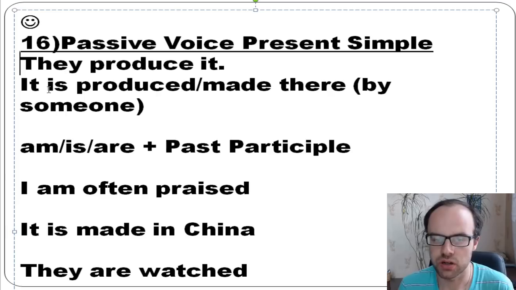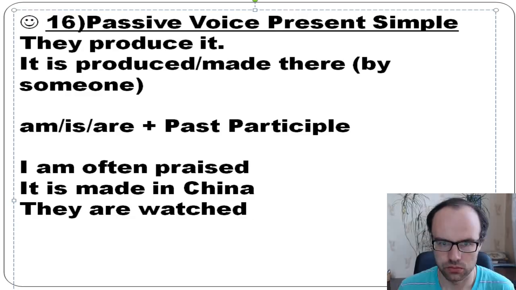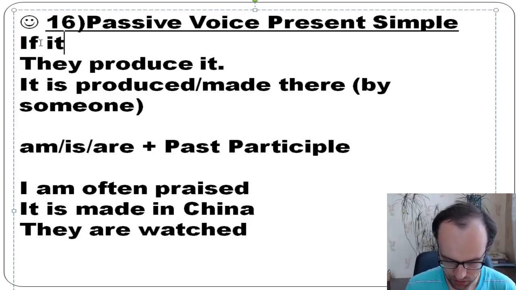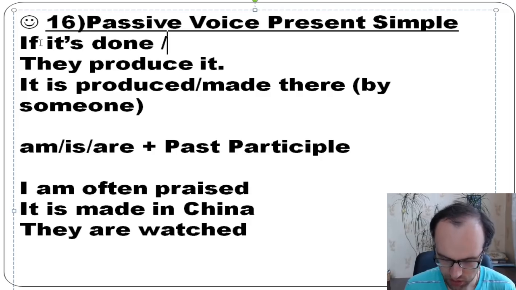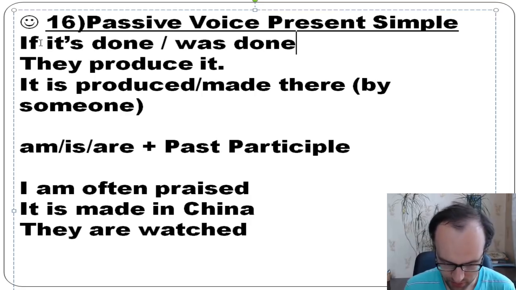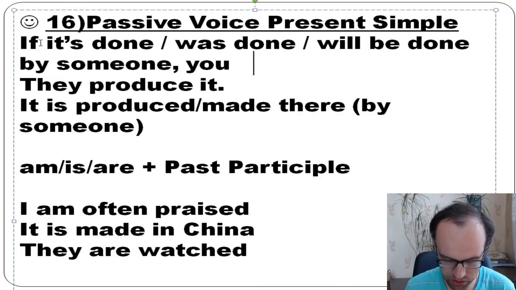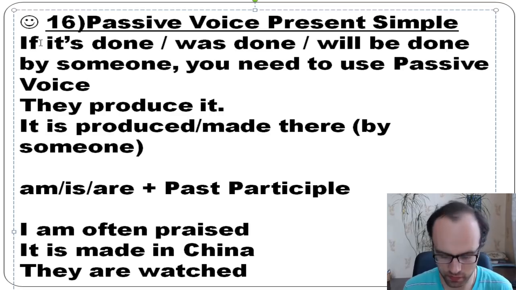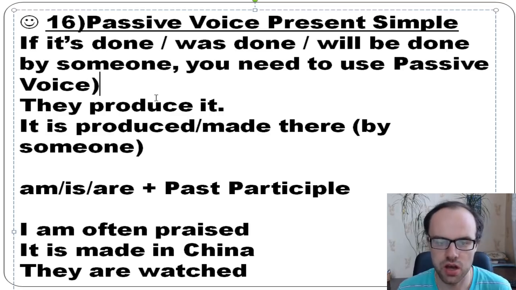So if it's by someone, you need to use passive voice. Okay, let's write it down. So if it's done, if it was done, if it will be done by someone, you need to use passive voice, so present, past, and future. Okay, look, they produce it, and it is produced there means by someone. It is made there by someone.